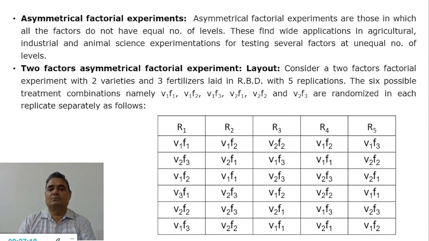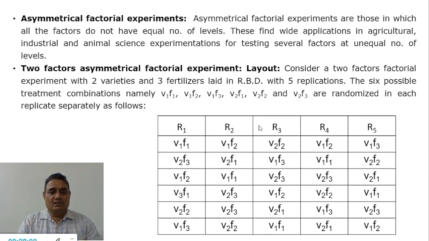So what is the layout? I am discussing the layout here with the help of an example. Suppose I have a two-factor factorial experiment with two varieties and three fertilizers, which are laid in RBD with 5 replications. So we have two varieties and three fertilizers, and in total we have 6 treatment combinations. These are the first variety with first fertilizer, first variety with second fertilizer, first variety with third fertilizer, second variety first, second variety second, and second variety third fertilizer.